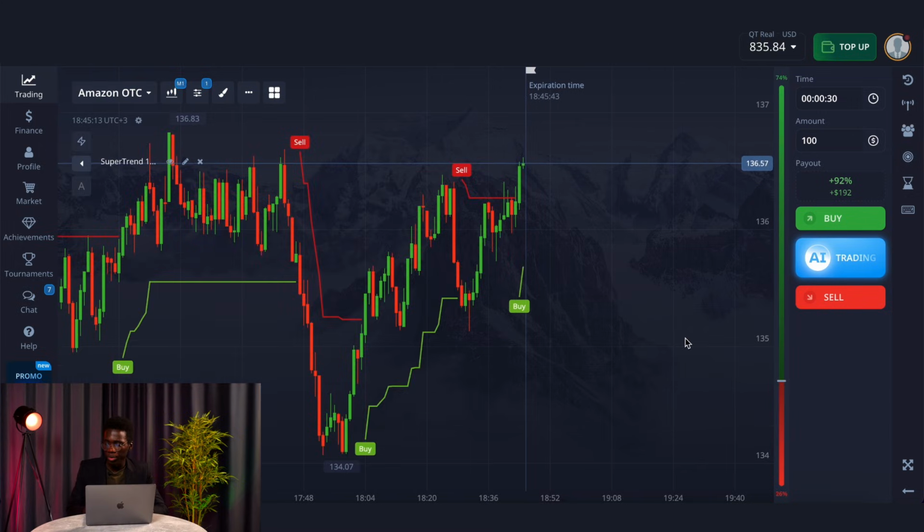On the right, it's a bullish opportunity here on Amazon OTC. We're going to go ahead and take a buy order here. Why are we taking a bullish here, ladies and gentlemen?